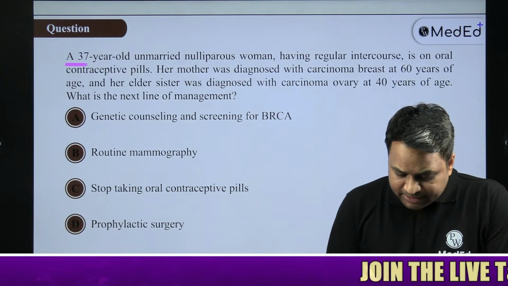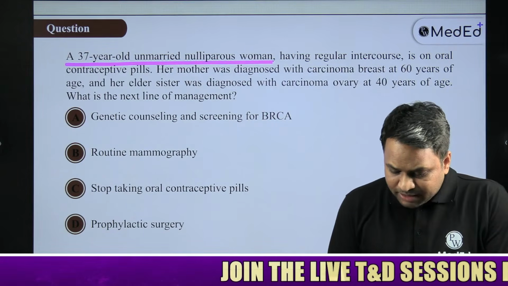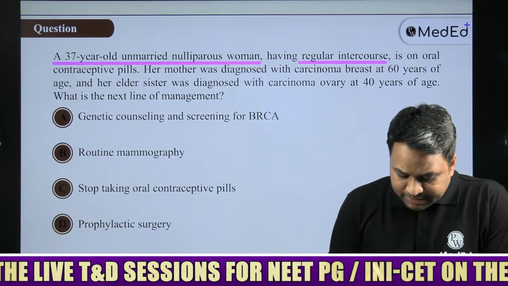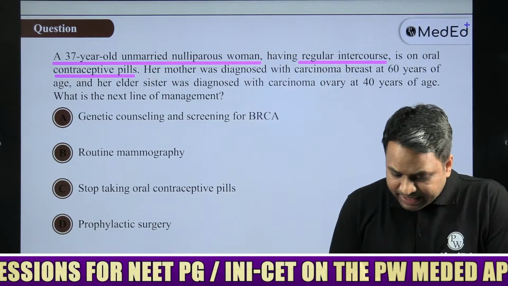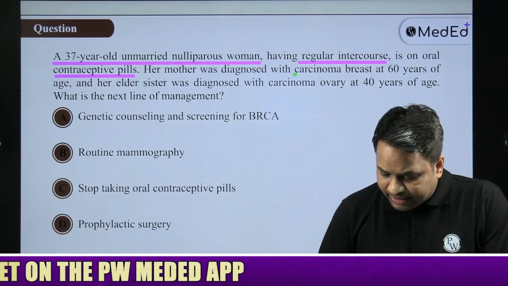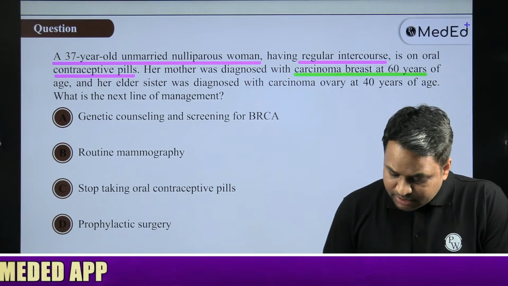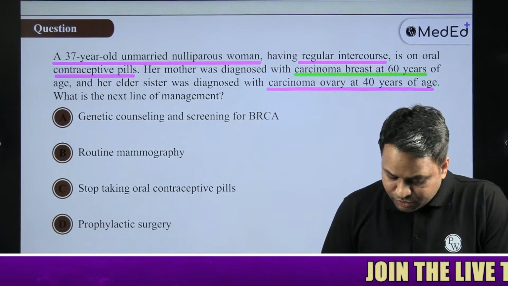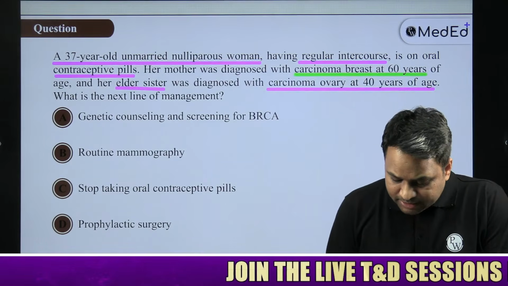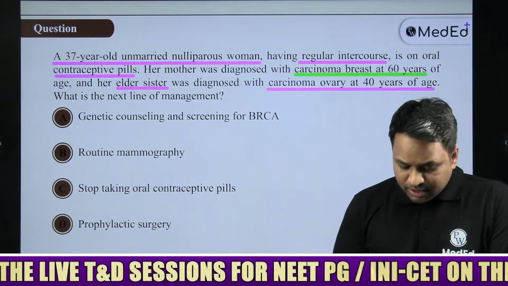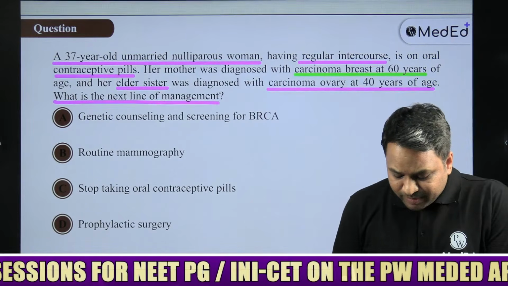Now, I have a 37-year-old unmarried nulliparous female having regular intercourse, right? She is on oral contraceptive pills. Her mother was diagnosed with breast cancer at the age of 60 years. The elder sister was diagnosed with carcinoma of the ovary at the age of 40 years. What is the next line of management?